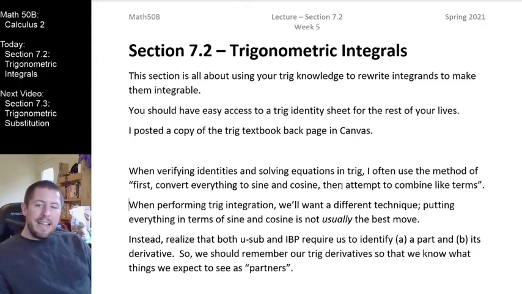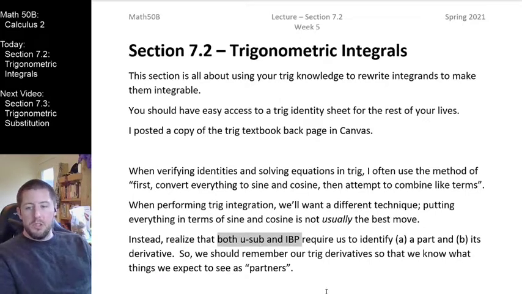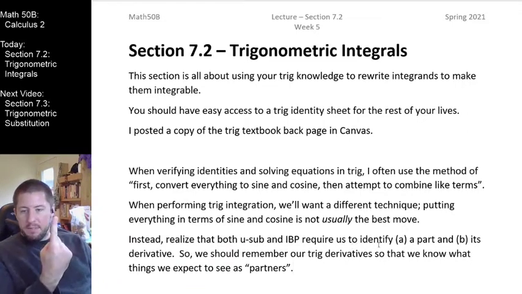What we're going to find here is that's not necessarily going to be in our best interest all the time. Sometimes it will. We will do a little bit of that here today, but that's not going to be as common a strategy associated with integration as it was in just dealing with the identities and solving trig equations before we had calculus, right? Instead, a good thing to recognize is that the 2 major techniques that we have so far, U substitution and integration by parts, both of them require us to do this job of identifying a component and identifying the derivative of that component.